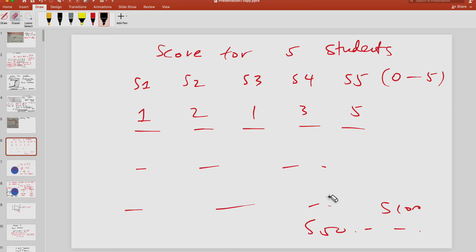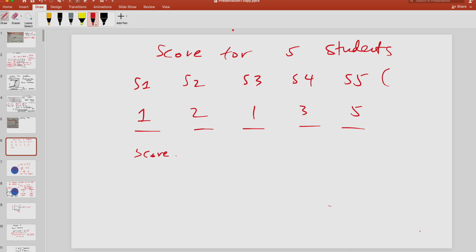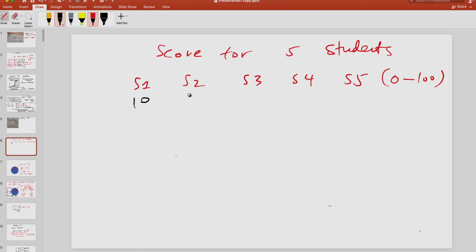But what if I make it simple? I'll give you a range. So score. If there are 100 of them, then it's better to have the score be 0 to 100. I'm going to show you why. So let's say you have many students until S50. That means 50 of them.